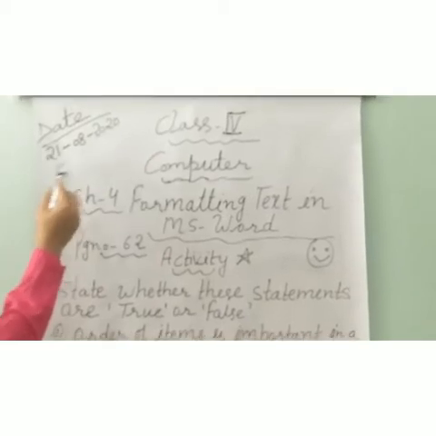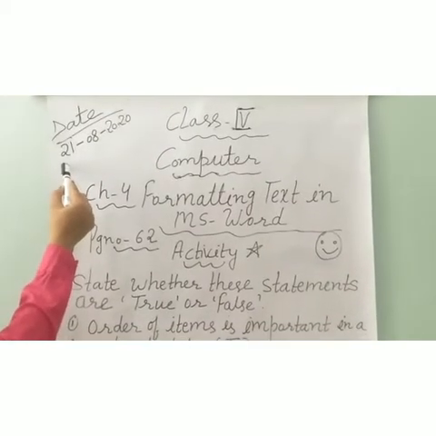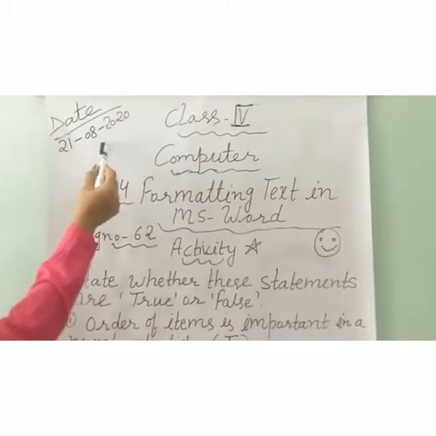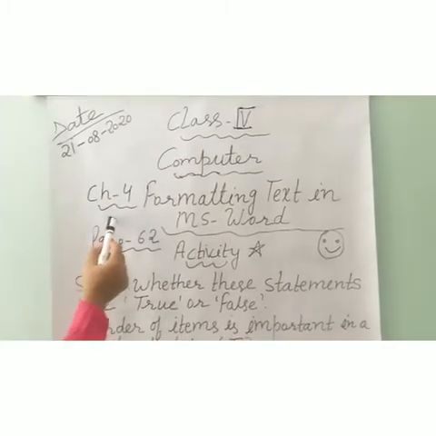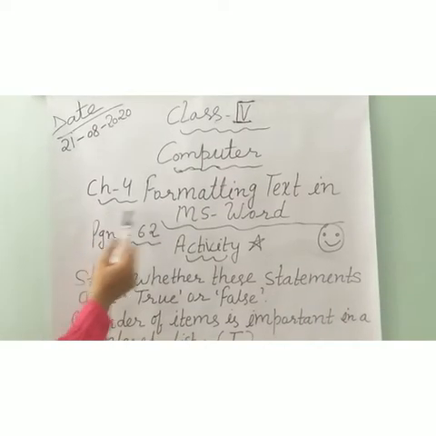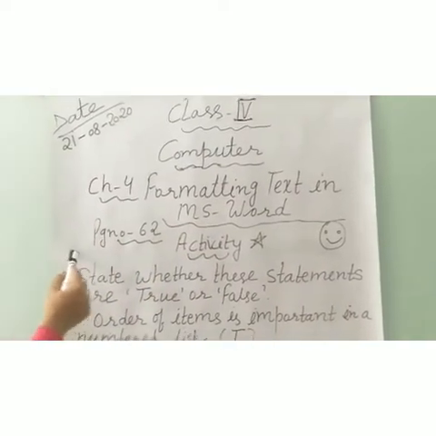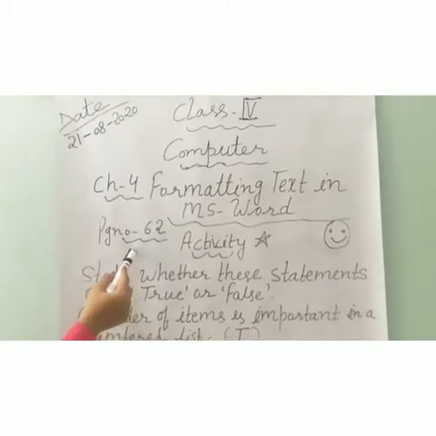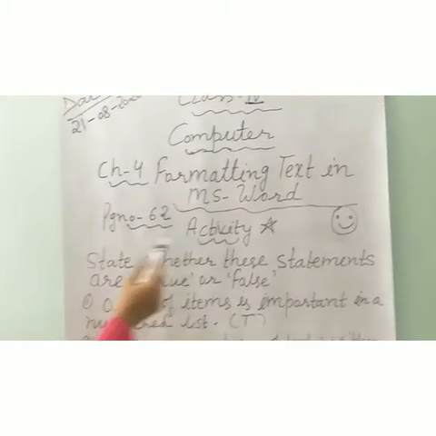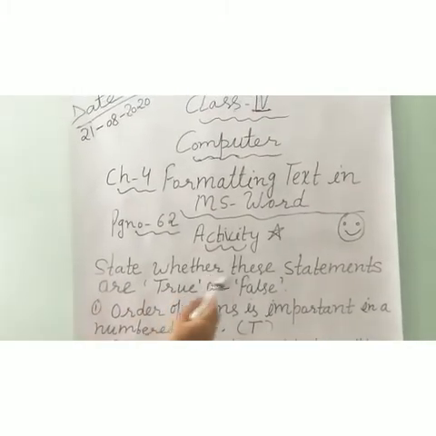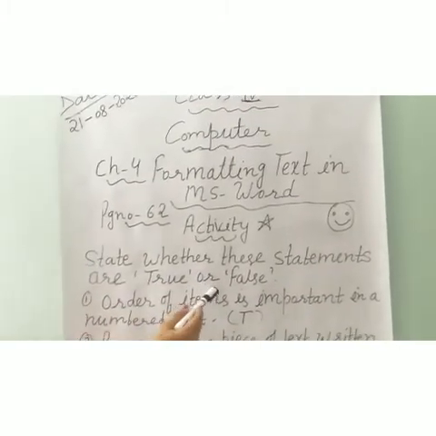Class 4, what's the date today? Today is 21st August 2020. So, class 4, your chapter number 4, formatting text in MS Word, and open your book, page number 62. Today we will start firstly with the activity, and fill it in your book. First, state whether these statements are true or false.